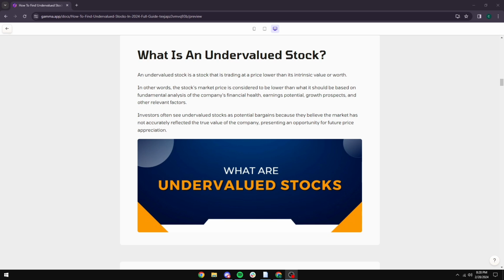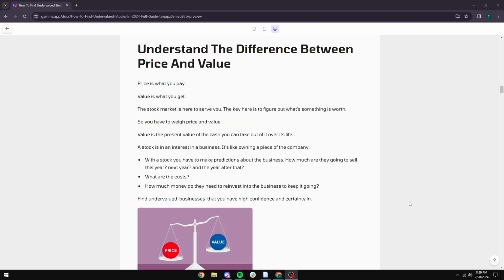Investors often see undervalued stocks as potential bargains because they believe the market has not accurately reflected the true value of the company, presenting an opportunity for future price appreciation. Understand the difference between price and value. Price is what you pay, value is what you get. The stock market is here to serve you. The key here is to figure out what something is worth. So you have to weigh price and value.